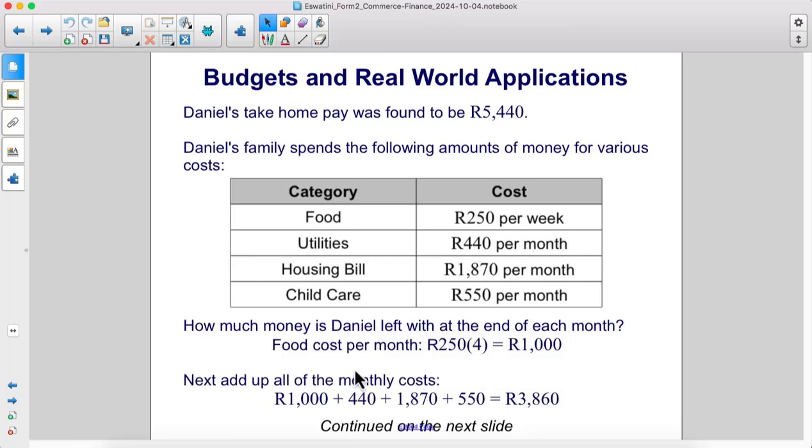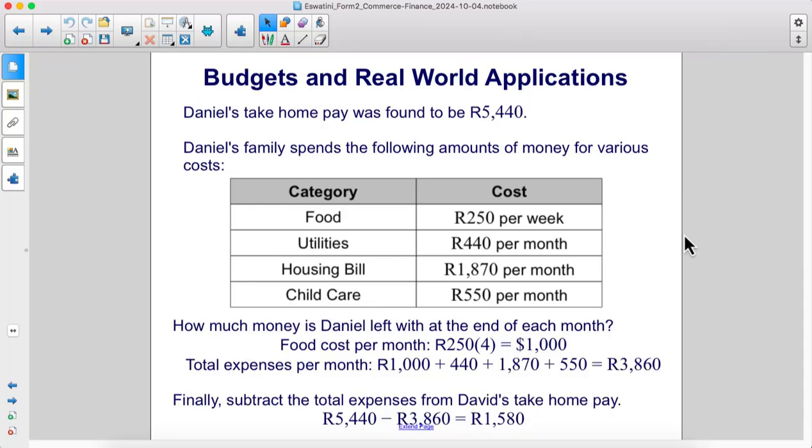Next, we're going to add up all of the monthly costs, and we get 3,860 Rand per month. Finally, we subtract the total expenses from Daniel's take-home pay, and we get that the difference is 1,580 Rand a month.